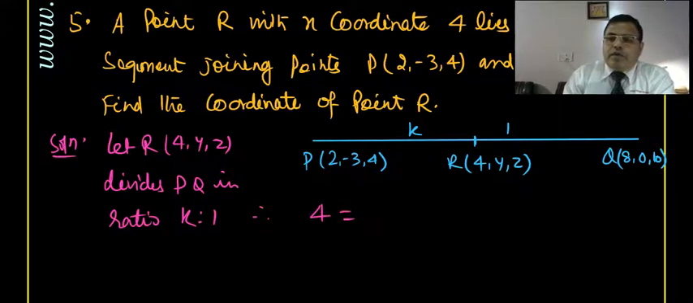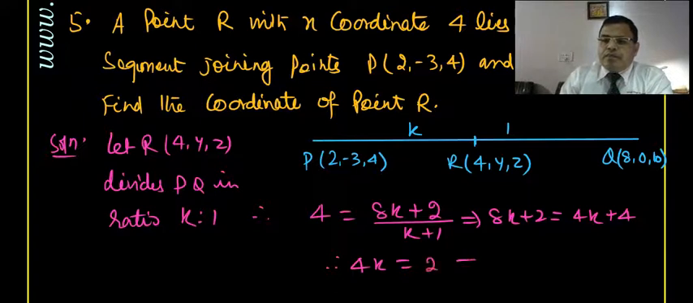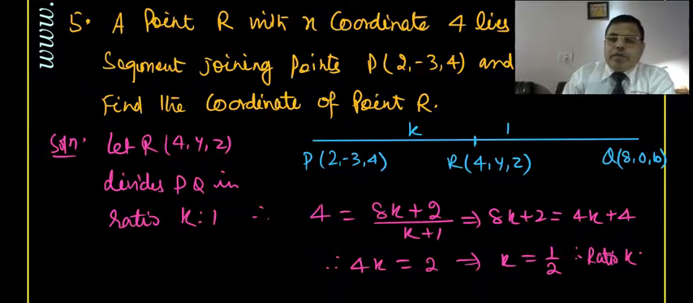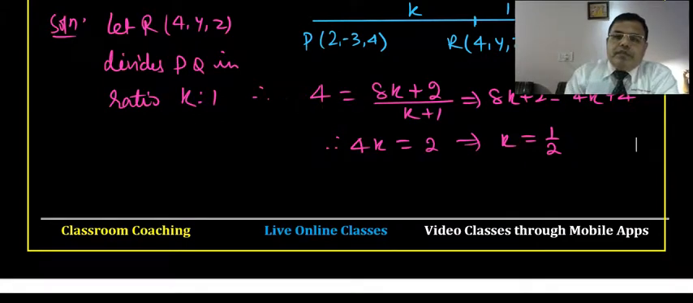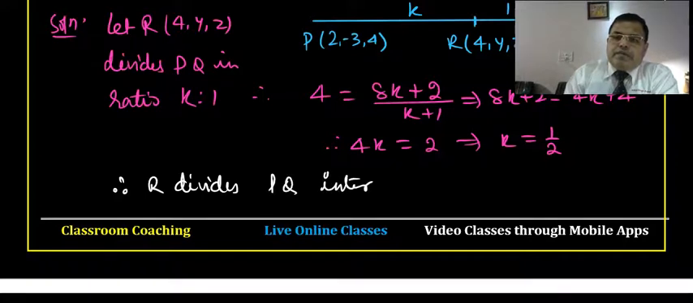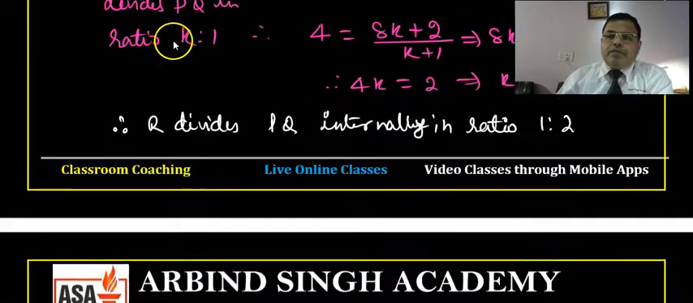Therefore 4 is equal to (8k plus 2) divided by (k plus 1). That is 8k plus 2 is equal to 4k plus 4, and therefore 4k is equal to 2, and therefore k is equal to 1 by 2. So the required ratio k is to 1 is 1 is to 2. It means R divides PQ internally in the ratio 1:2.